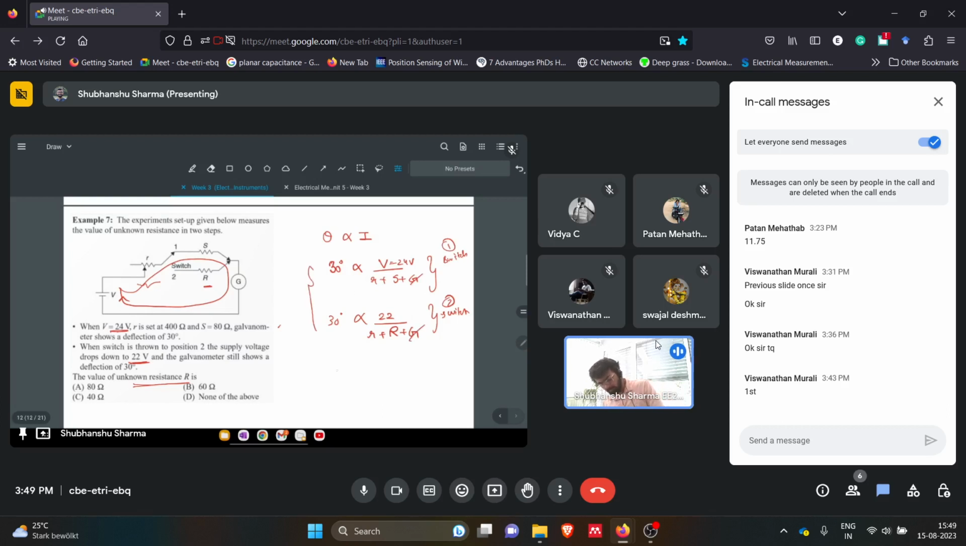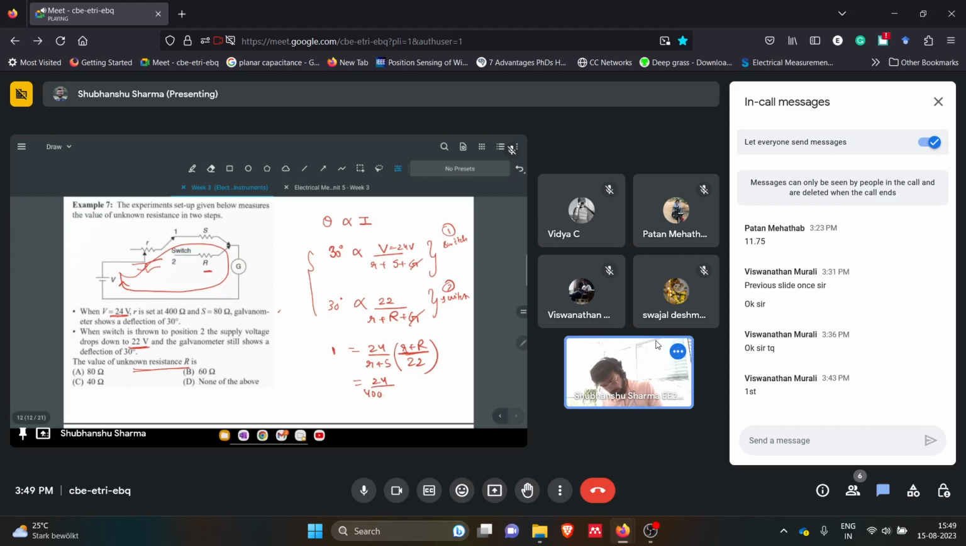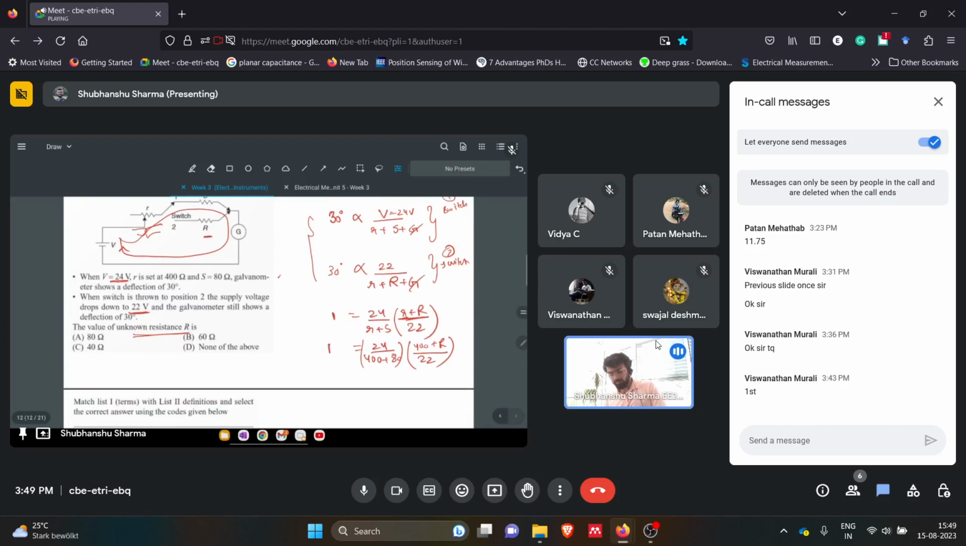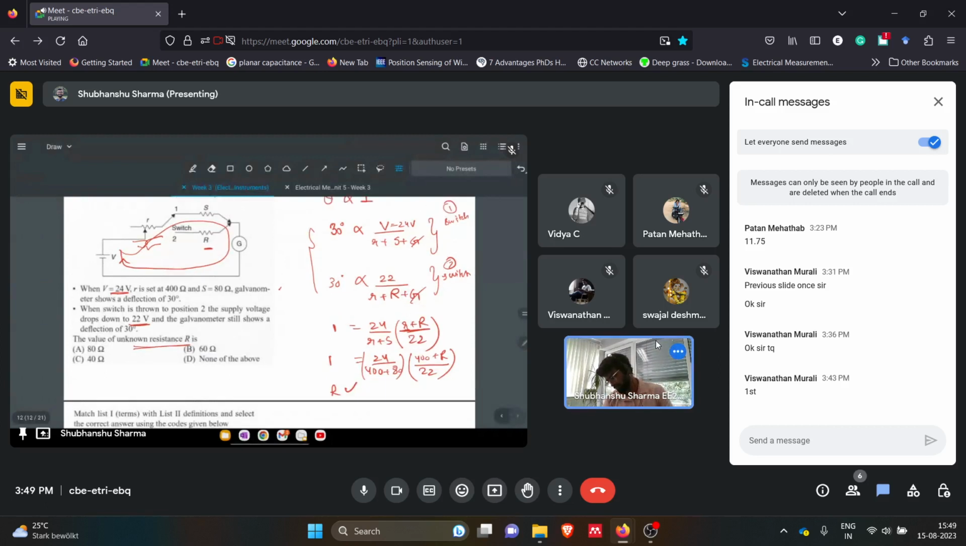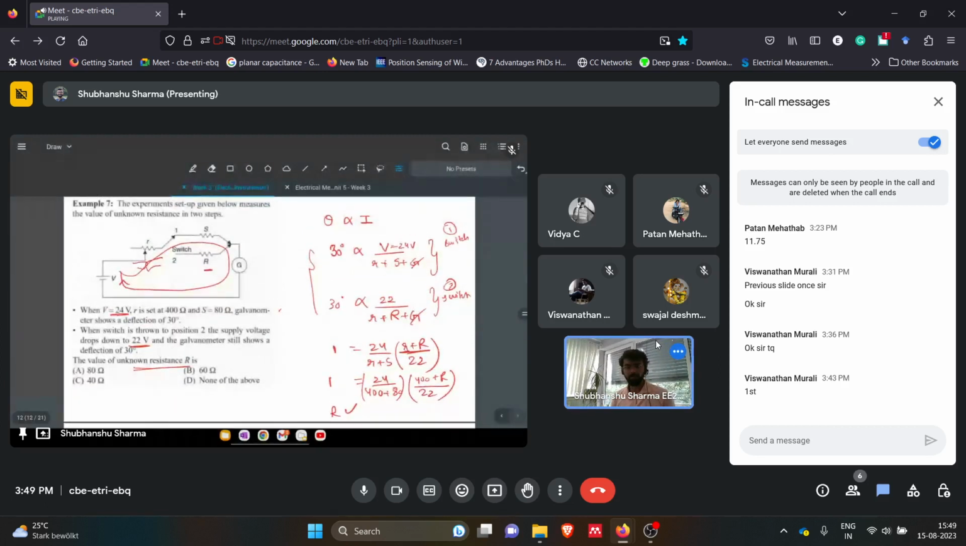So simply if we divide both, we will get 1 equals 24 divided by R plus S over 22 divided by R. So we know the current is the same in both cases, since this thing is constant. So this is 24 over 400 plus S, which was 80 in the first case, equals 22 over 400 plus R. Okay, so you can get R from here. Simple. If this is clear, we can go to the next question.